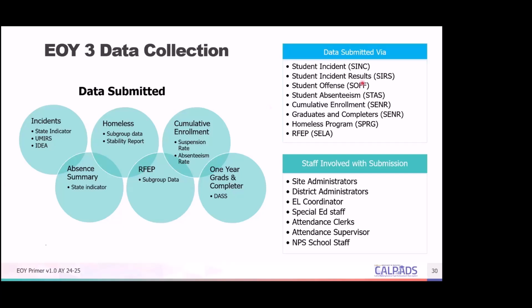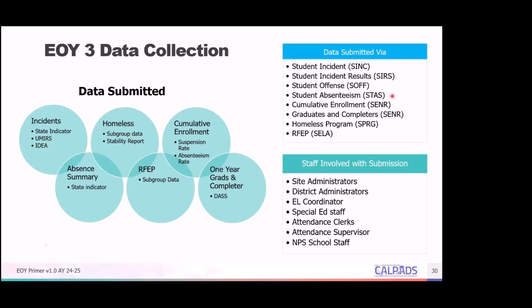The files that are used to submit this data are first your student incident or SINC, your student incident results or SIRS, and your student offense or SOF files. So these are your three incident files together, the SINC, SIRS, and SOF. And together they provide counts of suspensions, expulsions, and offenses to determine persistently dangerous schools. And they provide discipline information for students with disabilities that is required by IDEA. They also provide behavioral incidents that involve restraint or seclusion. So those are the SINC, SIRS, and SOF records.